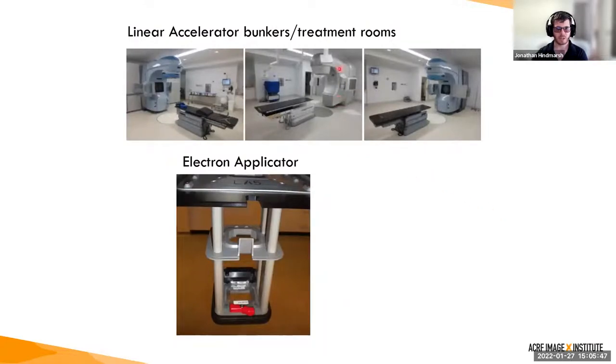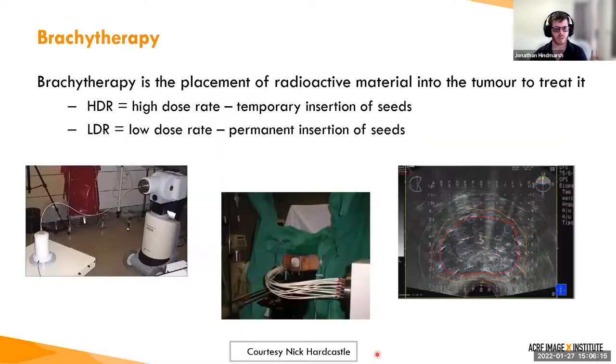So this is a linear accelerator, or a LINAC, and this is the treatment couch. This is where a patient would be treated using megavoltage X-rays or electrons. The difference between X-rays and electrons in treatment is the use of an applicator for electrons, which isn't used for X-rays. Brachytherapy is the implantation of a seed, either temporarily or permanently. Just to let you know, this exists.